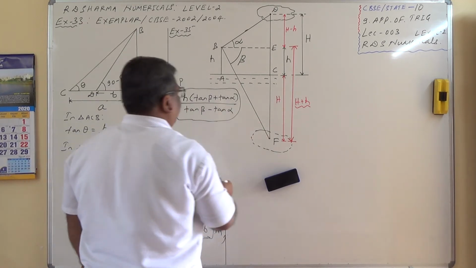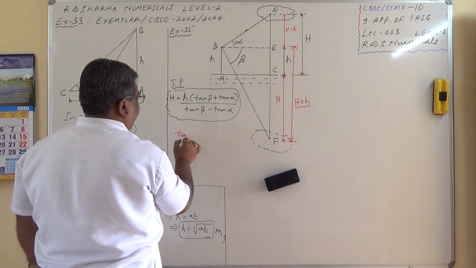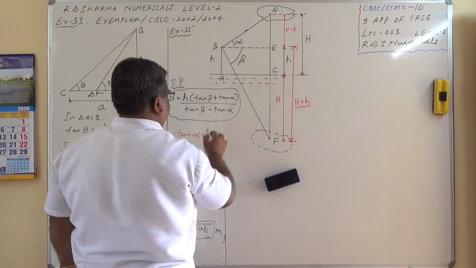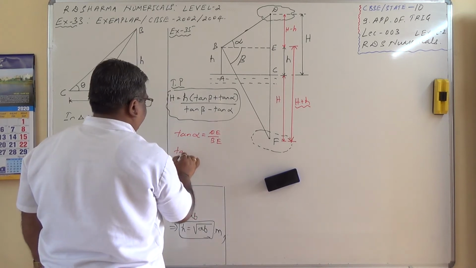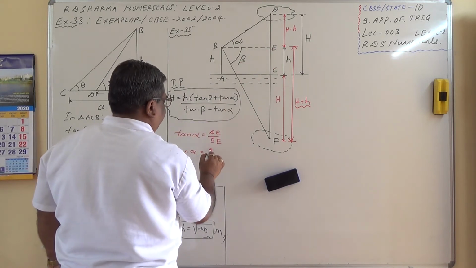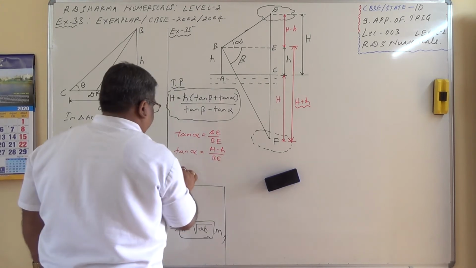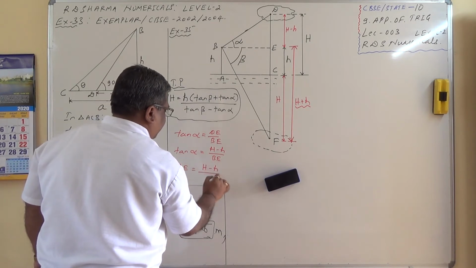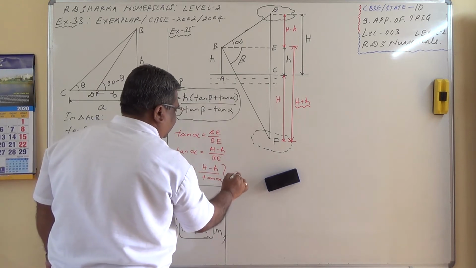So let us solve this one over here. In triangle BDE, or I'll take directly, tan alpha is equal to DE by BE, and therefore tan alpha equals H minus h divided by BE, and therefore BE is equal to H minus h divided by tan alpha. Mark this as 1.